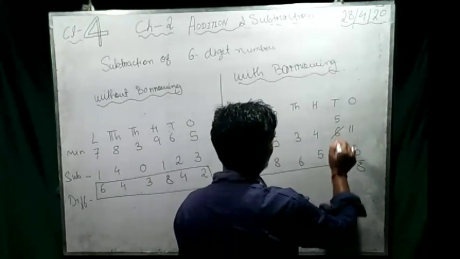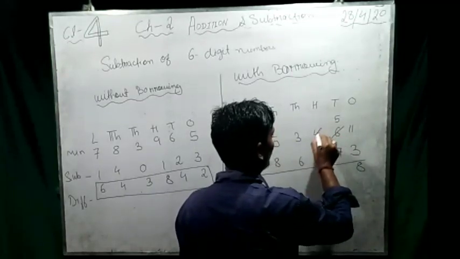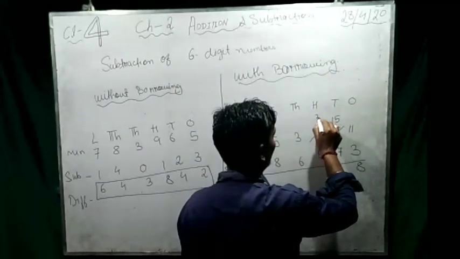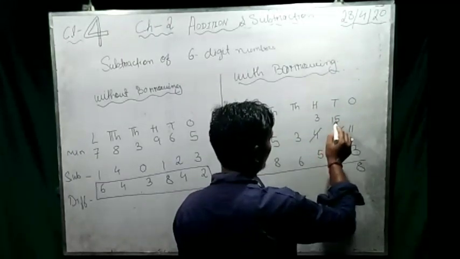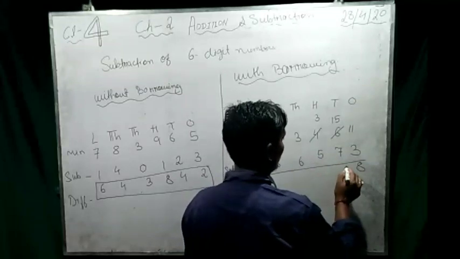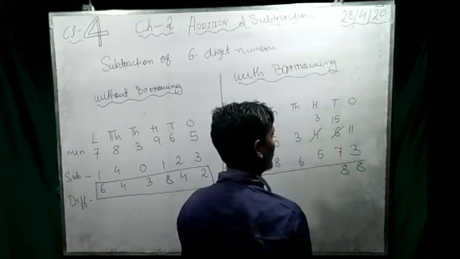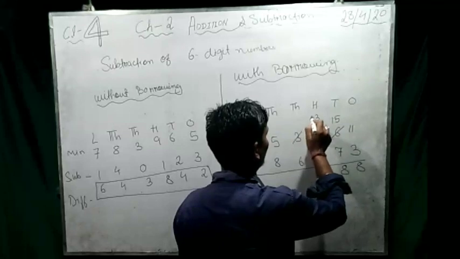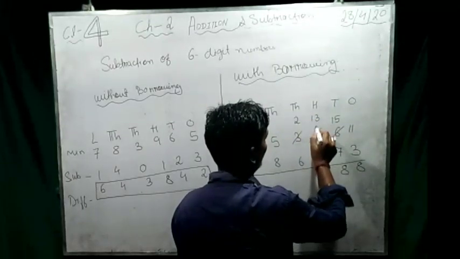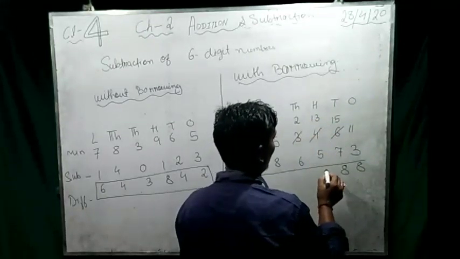8. 5 minus 7, can we do? No. So again we have to borrow 1 and here 3. So 15 minus 7 is how much? 8. Then 3 minus 5, can we do? No. We have to borrow from here. So 13 minus 5? 8.